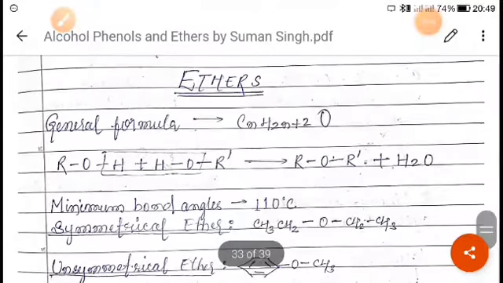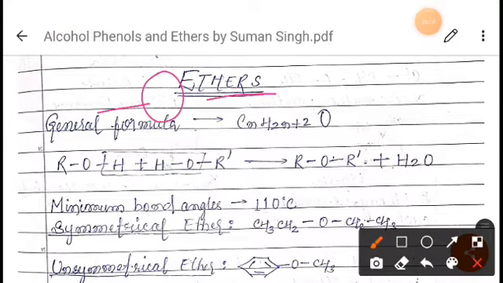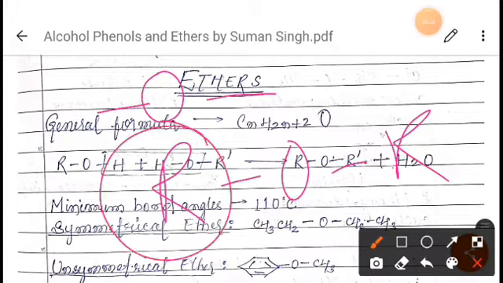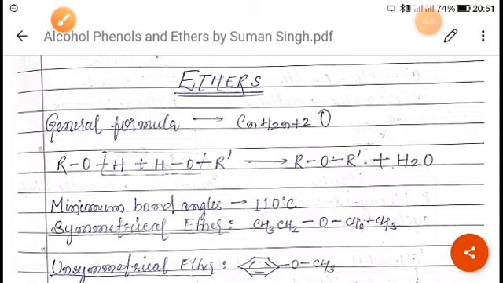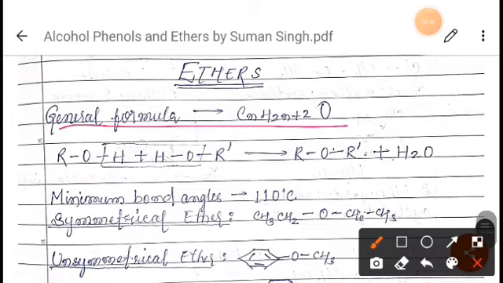Now next we will start with ether. Ether has O as a functional group. Okay, and the general formula is what? ROR. Here this R may be an alkyl or aryl group. So as you can see, the general formula of ether is CnH2n+2O, right? As you can see here.